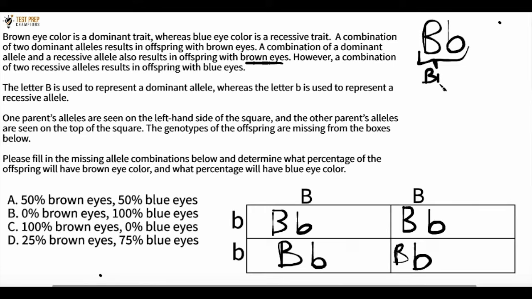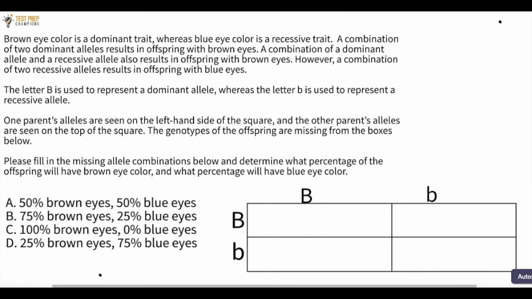eyes. Now, in all 4 of the different combinations of alleles that we see down here, they all have one big B allele and one little b allele. So actually in this case, it's going to be 100% brown eyes and 0% blue eyes. So C is the correct answer for this question.